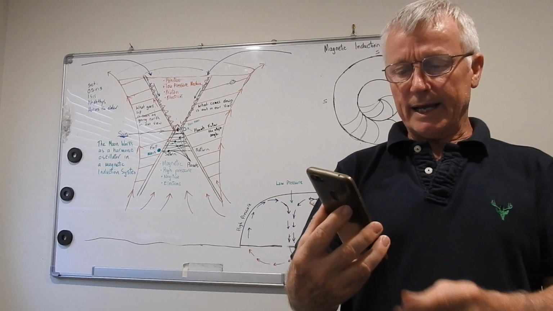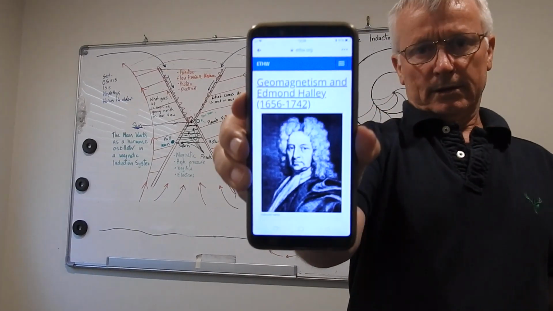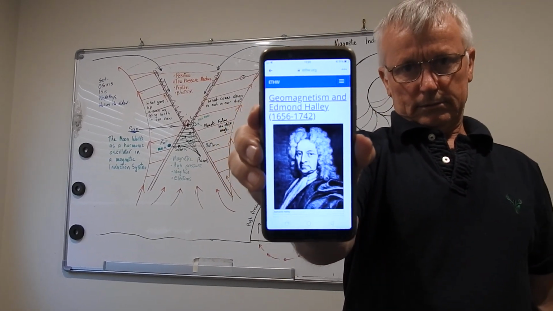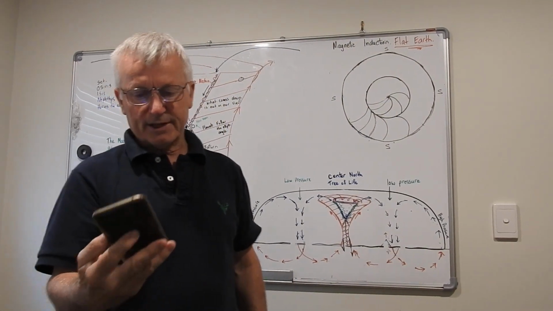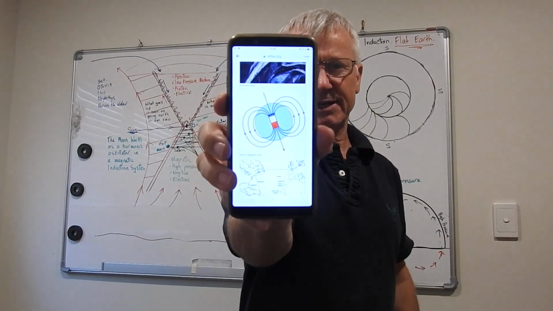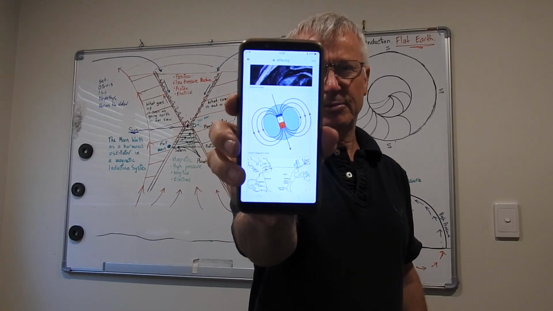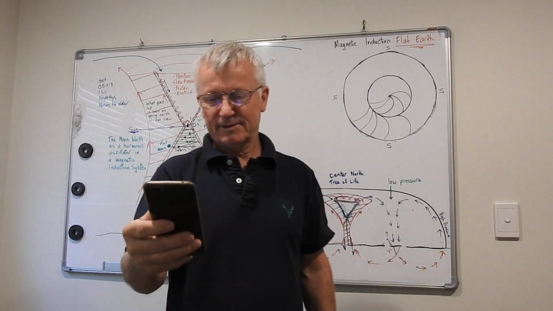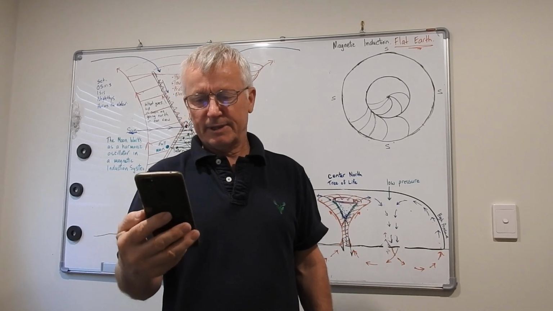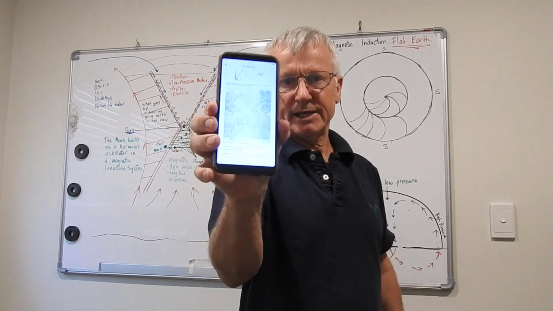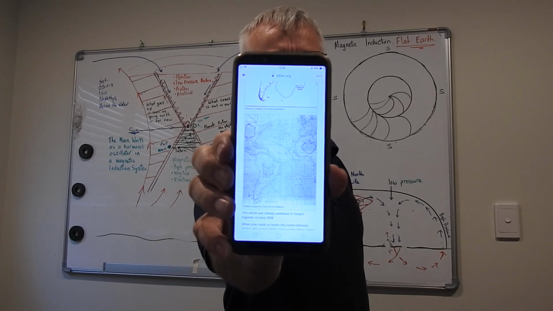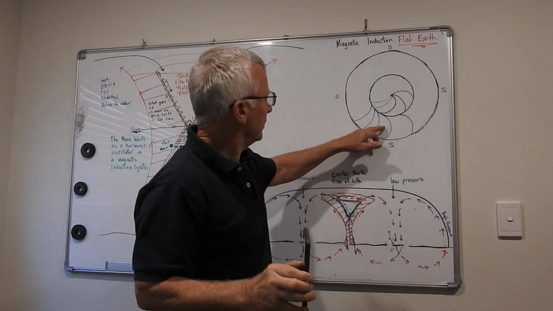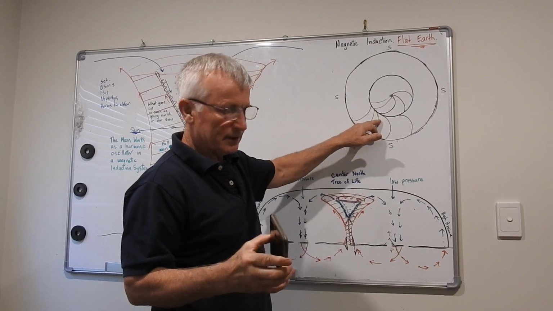Geomagnetism and Edmond Halley. Then they show you a bit of bullshit. It had nothing to do with Halley. Pure bullshit. But there, I don't know if you can see them, but you can see the magnetic field lines. They converge towards the tropics. They curve west. He's got them.